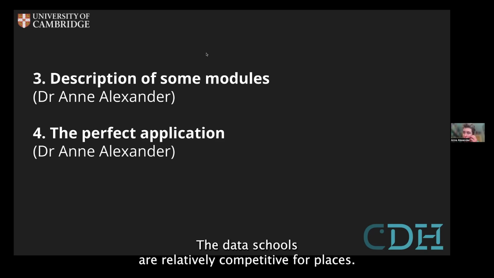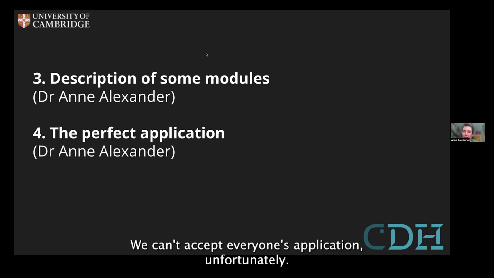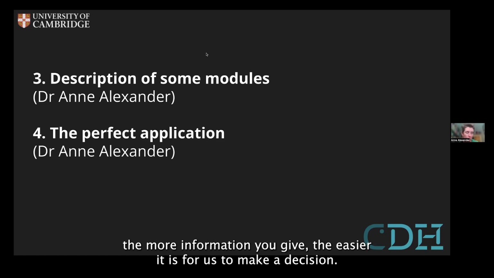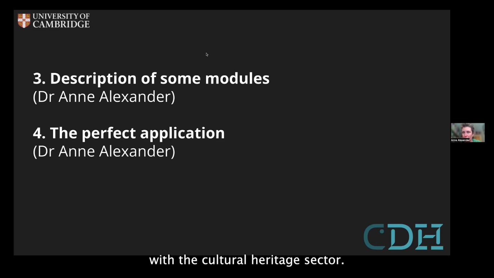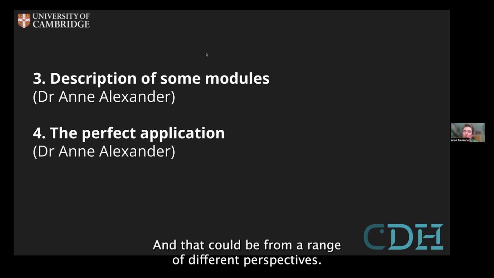The data schools are relatively competitive for places. We can't accept everyone's application, unfortunately, and so the more information you give, the easier it is for us to make a decision. What we're looking for is really three things. One of these is evidence of your engagement with the cultural heritage sector. And that could be from a range of different perspectives.